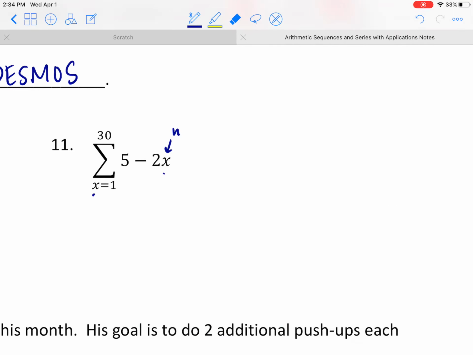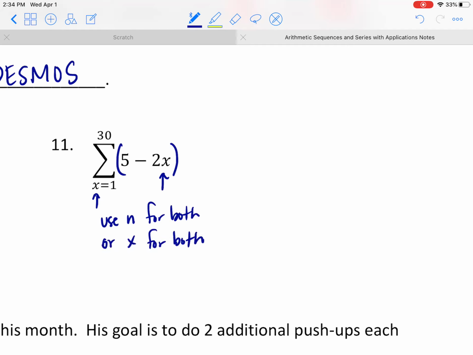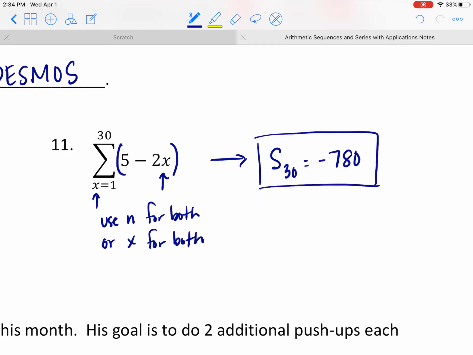So, let me just show you here, make sure that when you're using Desmos, put parentheses here, and then make sure that the variables match. So use n for both, or x for both, but they have to match. Okay, so this one, calculator says negative 780.